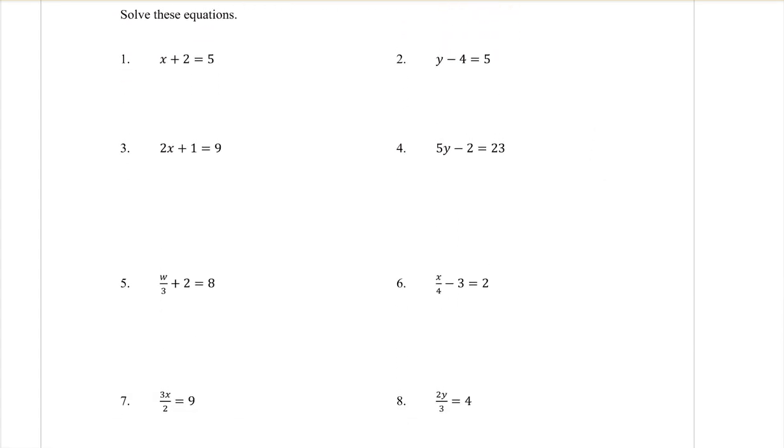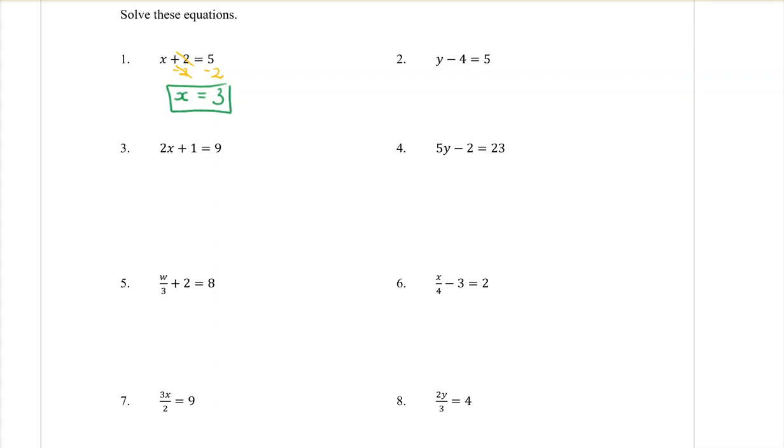So question 1 is a one-step equation, and the one number that I need to move is that plus 2. So the opposite of plussing 2 is to minus 2, which will cancel off on the left-hand side. That means that we're left with x on the left, and 5 take away 2 equals 3, and we have our answer in one step.